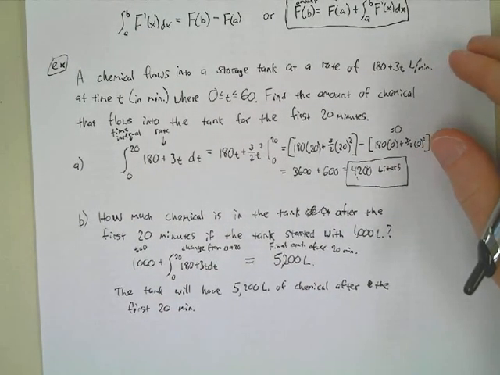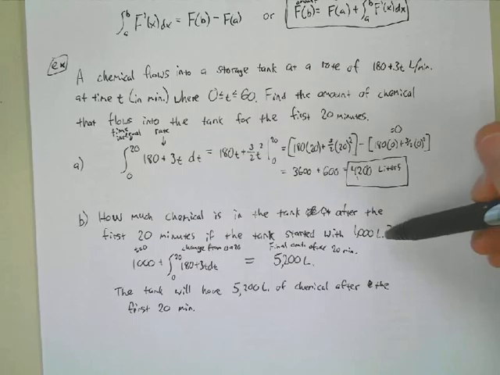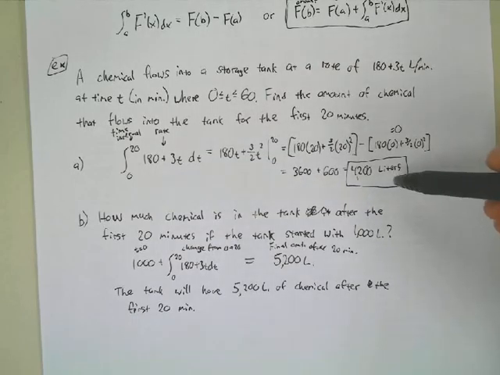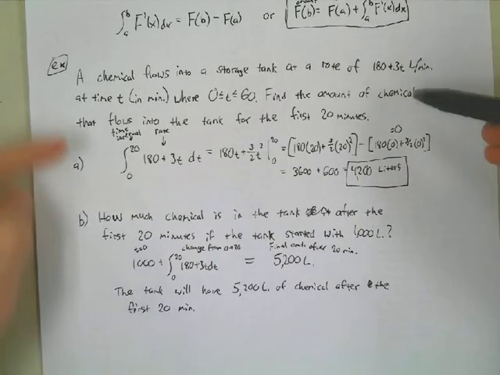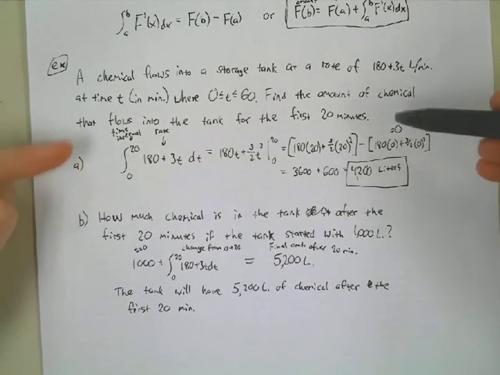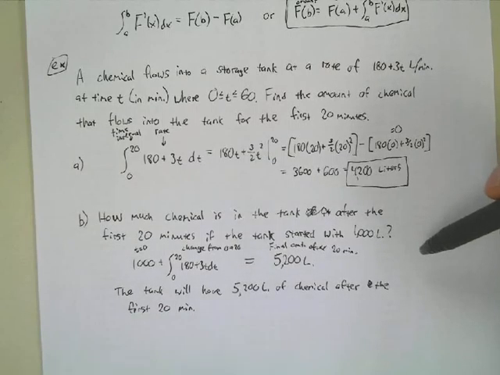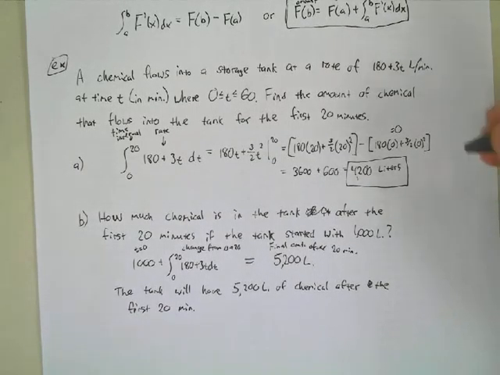So don't forget, keep your eye out for those initial amounts. Sometimes they only will ask you for the change, the net change, like they did here for A. We only ask for the net change. Sometimes, though, they will give you a starting amount and ask for how much chemical is in the tank. So be careful of just giving the rate of change, or the amount of change, the net change. Check to see if there's not an initial amount or something. All right.